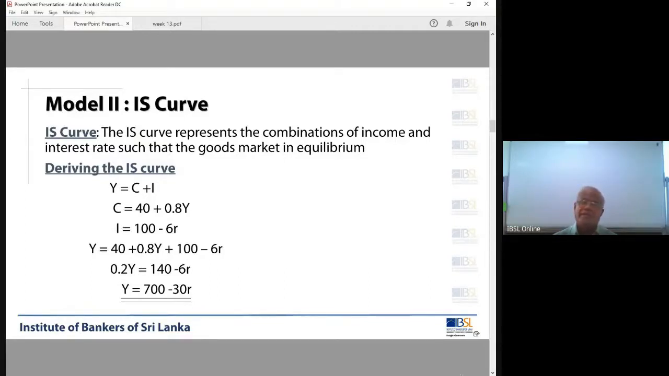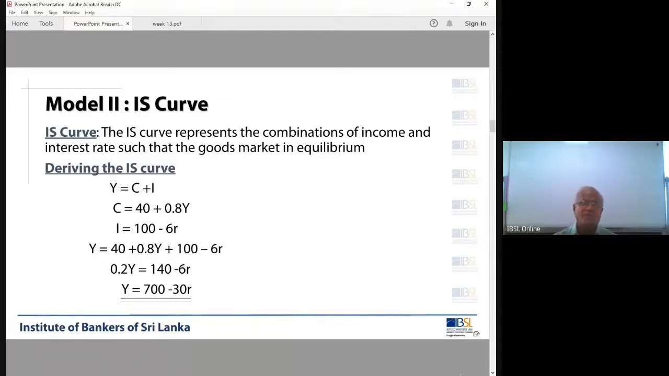Now the new part, investment. In the earlier model we assumed investment is constant: I equals 100, I equals 50, I equals 60. This time we assume a negative relationship between interest rate and investment. So we define the investment function: I equals 100 minus 6R. Earlier it was fixed.